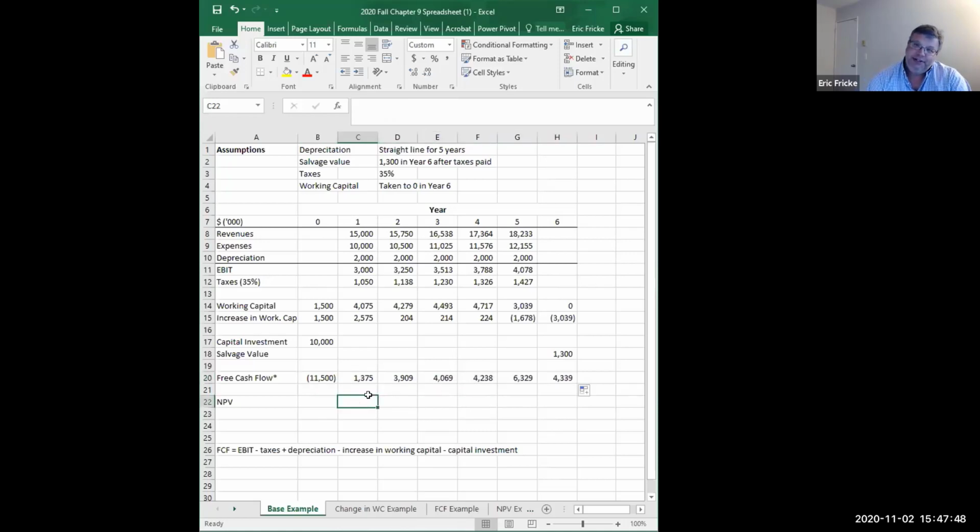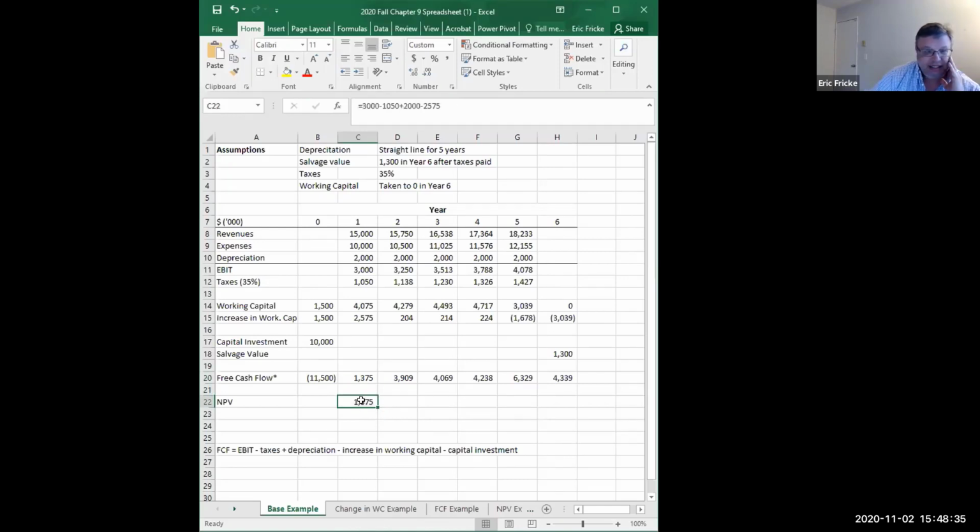So I'm going to double check. You should always do this with your formulas. So let's see. This year it's going to be EBIT, which is 3,000. And then we subtract taxes, which is right here, which is 1,050. Then we add back depreciation, which is 2,000. And then we subtract the increase in working capital. That's 2,575 right here. And I think that's it. Let's see what we get. Okay, so that was the same number. We just did it manually. So the math seems to look good.